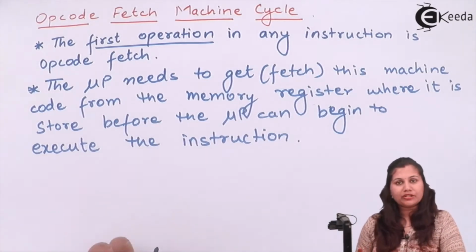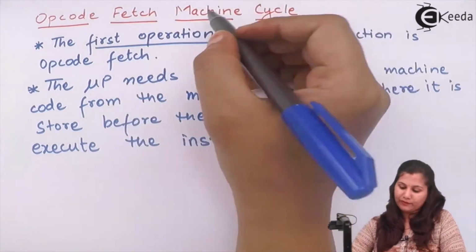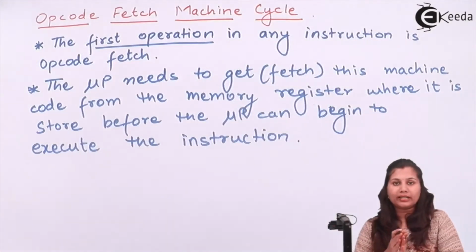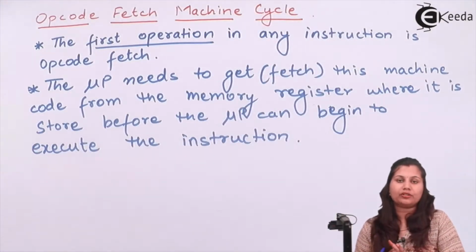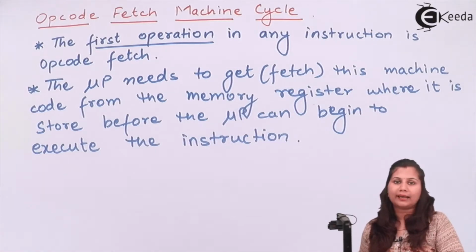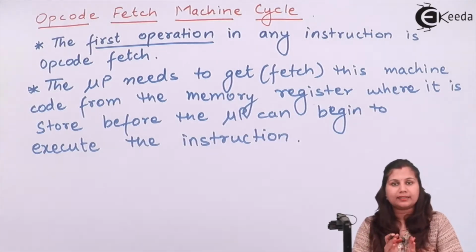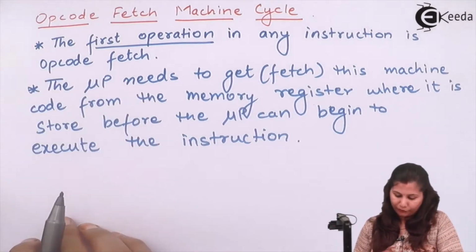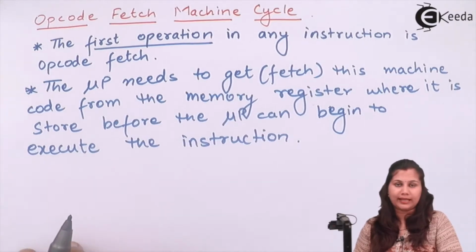So for every machine cycle, we have a timing diagram, because we know that each machine cycle consists of various T states. So in each T state, what operation or function the microprocessor is doing, and how it is completing the execution of an operation, is shown in the timing diagram. So there is a timing diagram associated with each machine cycle. So for this opcode fetch machine cycle, let's see what the timing diagram is. Let's draw it.